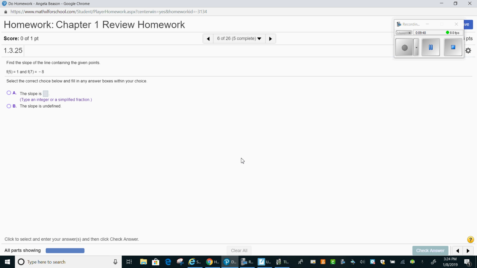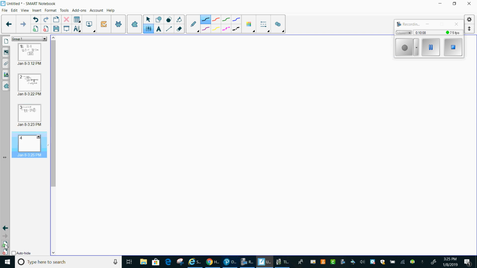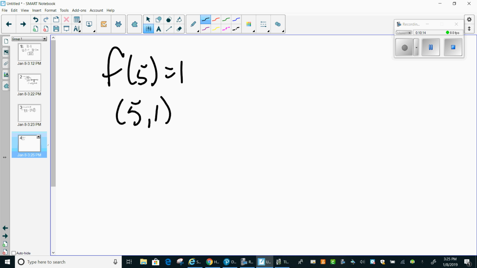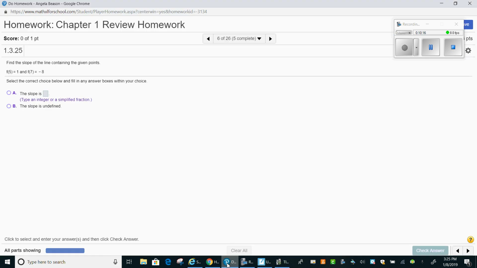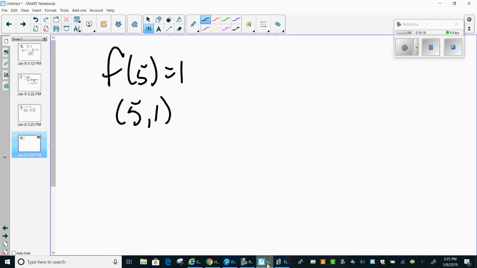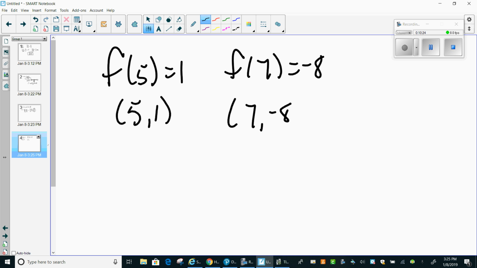We'll keep on going. Find the slope of the line containing the points. It says f of 5 equals 1 and f of 7 equals negative 8. The number in here, normally we say f of x, so this number in the parentheses is your x, and the number after the equal is the y. So if it says f of 5 equals 1, that means that's the point 5, 1. And then it says f of 7 equals negative 8. That means it's point 7, negative 8.